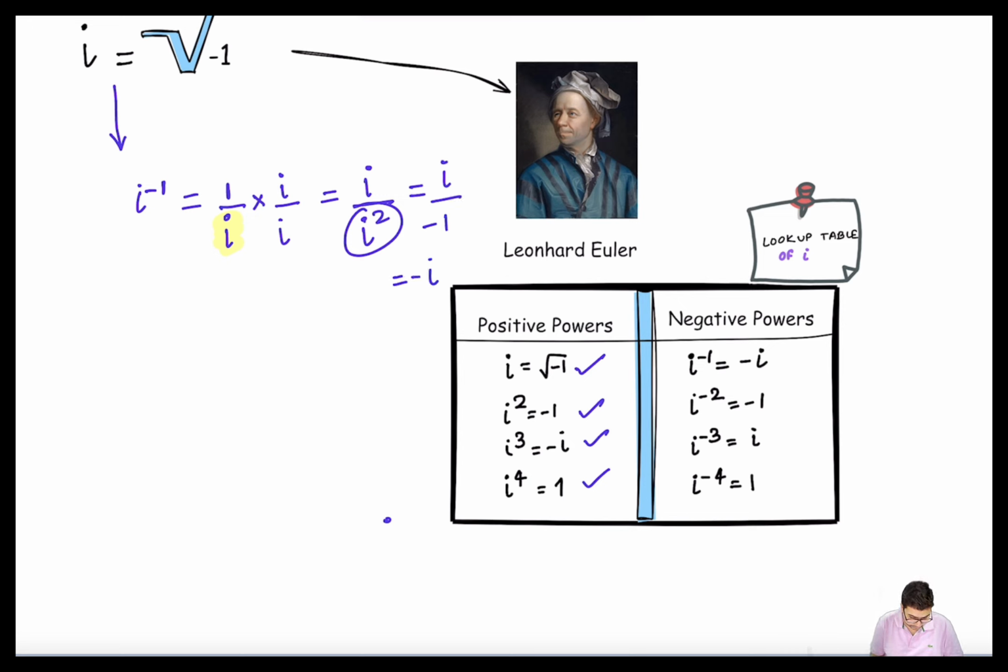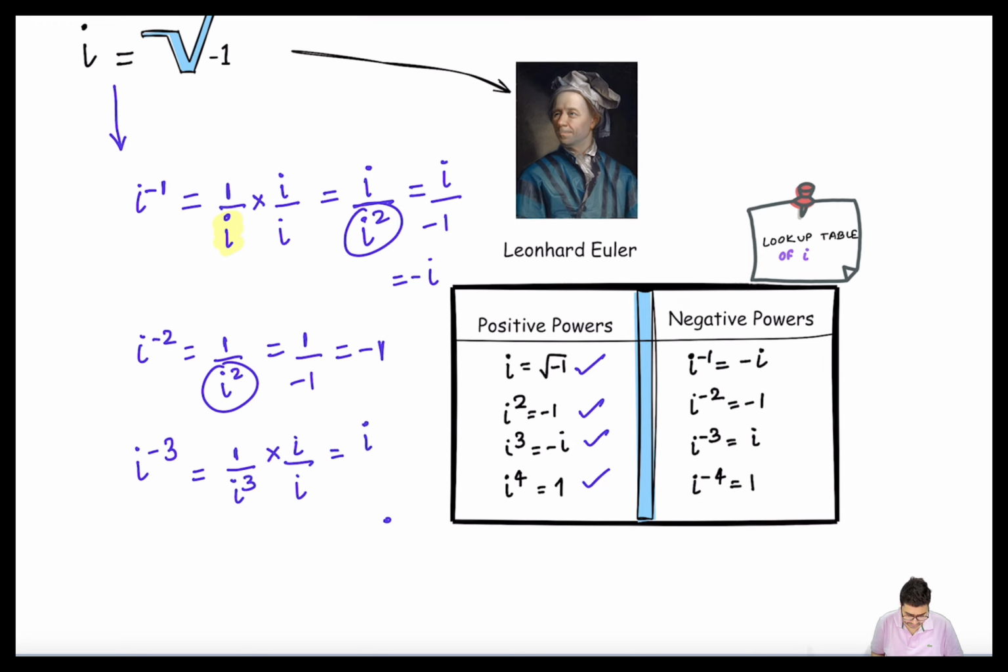Now if I need i to the power minus 2, well, the idea is simple. You just write it as 1 by i square. As i square is minus 1, this becomes 1 upon minus 1. That's minus 1. So that's quite easy. What happens if you have i to the power minus 3? Well, i to the power minus 3 is 1 by i cube. And then you just multiply numerator and denominator by i. And you will get this as i upon i to the power 4. Well, i to the power 4 is 1. That's why this is i.